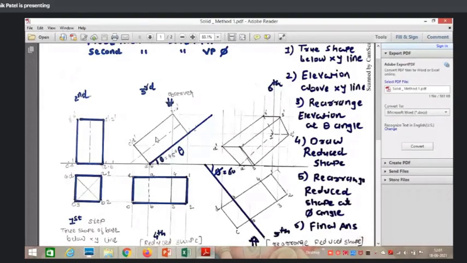Rotation at theta angle. Now next, what will you do? You will draw the observer direction here, and see this object from the top direction.